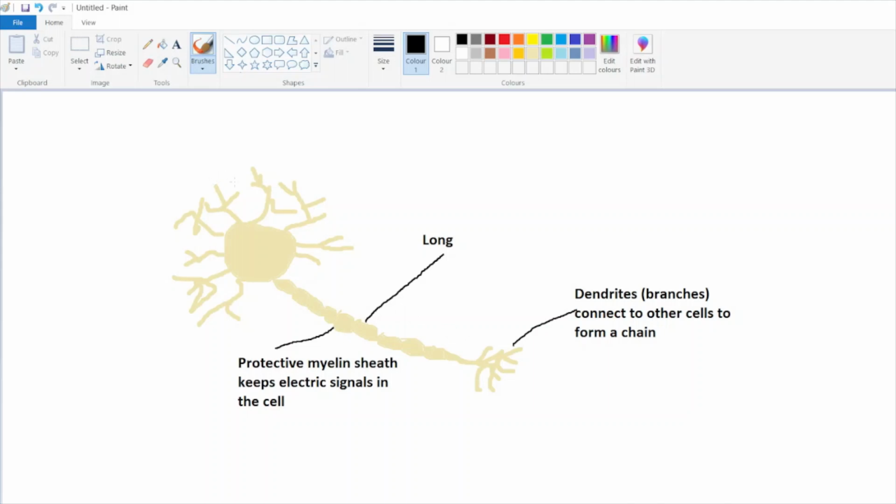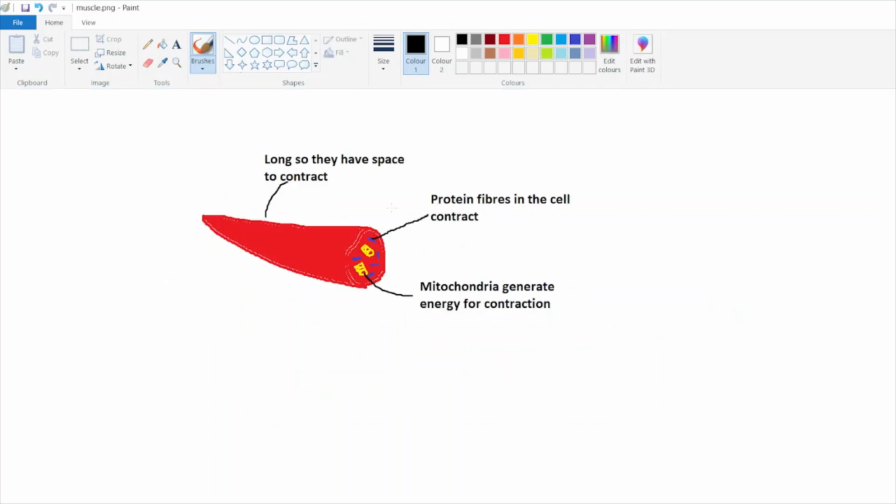And then all these branches around either end connect to other nerve cells to form a chain to pass the electric signal along. The role of a muscle cell is to contract and produce movement. So first of all, they're long so that they have the space to contract, and they contain protein fibers which allow them to contract. And the mitochondria generate energy for the contraction.